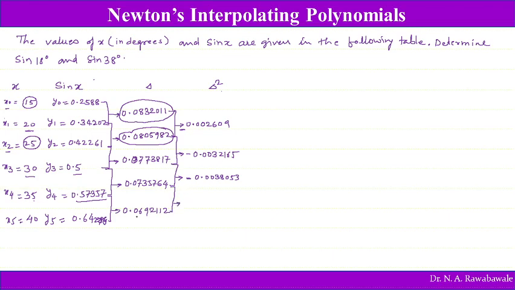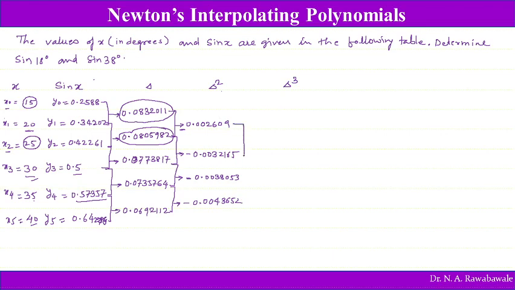Then the divided difference of these two: 0.0692112 minus 0.0735. So this will again be negative, divided by 40 minus 30, that is 10. So this is going to be minus 0.004362. This is the second divided difference. Then we go for the third divided difference, that is delta to the power of 3.